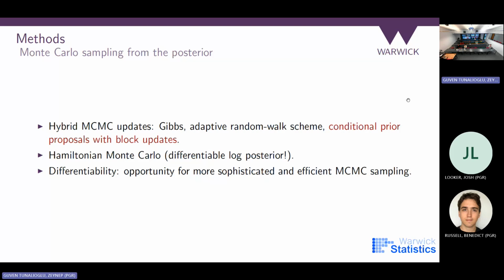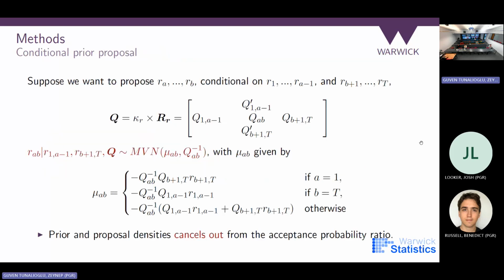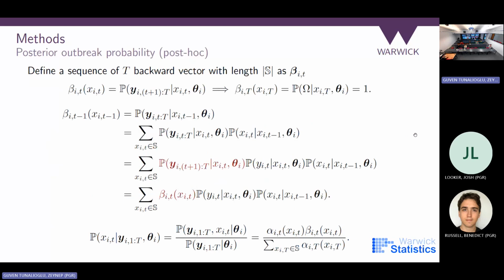Together with the conditional prior proposal, which I might have to skip due to time, so I won't be able to go into that. Also, because we have a differentiable log posterior, we're able to use Hamiltonian Monte Carlo, which requires a continuous density. And then you have the opportunity for even more sophisticated MCMC, for those who are interested in diffusion. I won't go into the details due to time, but this is the conditional prior proposal for updating the temporal trend component.